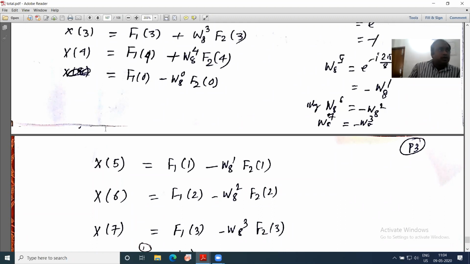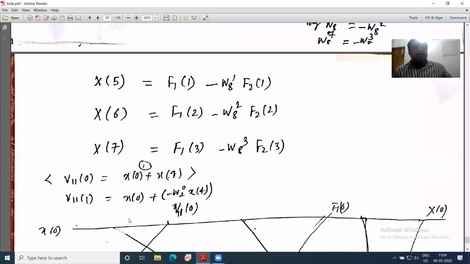f1, f2, the 4-point DFTs, are already computed. Therefore, I can obtain x0, x1 up to x7. So this is similar to that. My point is that I have computed only 2 points, but what have we got? We have got the 8-point DFT. Then we come to the other issues of multiplication.